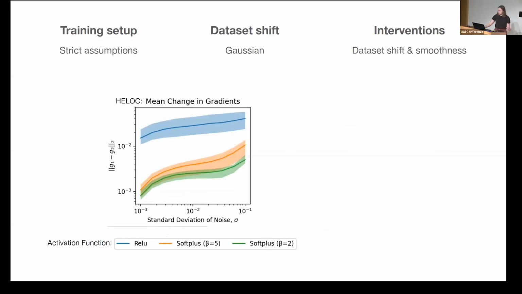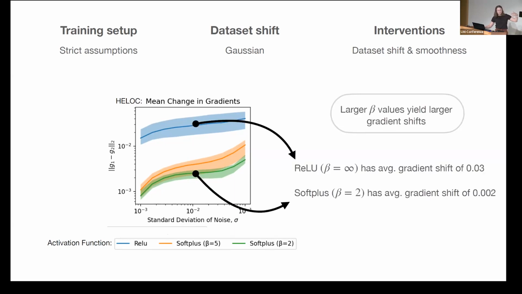We see similar results for curvature. Here, we use different activation functions for the different lines on the graph. What we see is that when you're using ReLU, the gradient shift is much larger. With softplus, it's a smaller gradient shift.